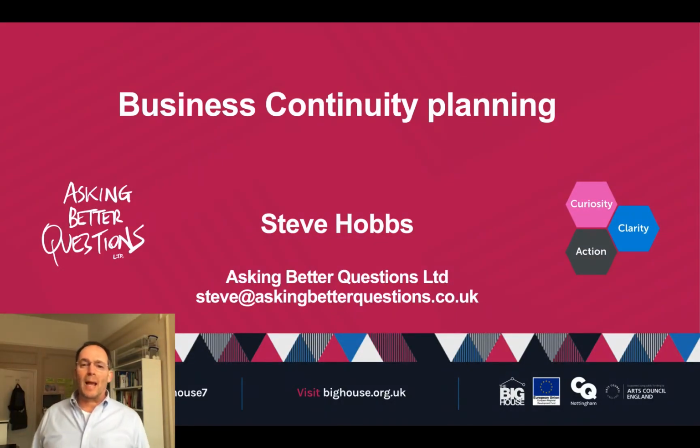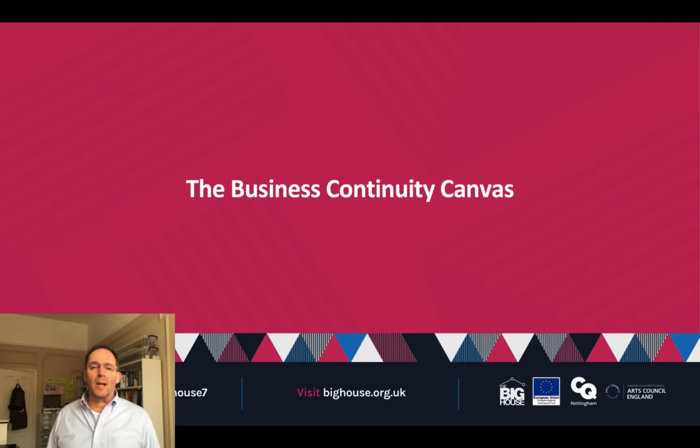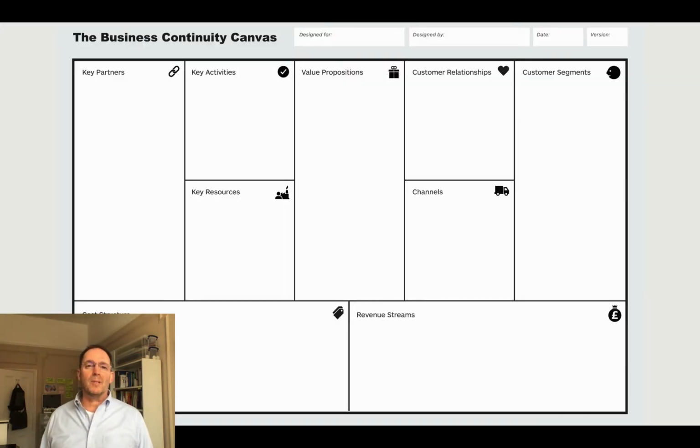Business continuity planning, second video, and we're going to be looking at the business continuity canvas. As I said, it'll be familiar to some of you who know the business model canvas because it's basically the same elements on there. We're going to use this to help you identify, for each of the 9 elements in the business model canvas, where your risks lie, what they might be, and what the impact of them might be on you.